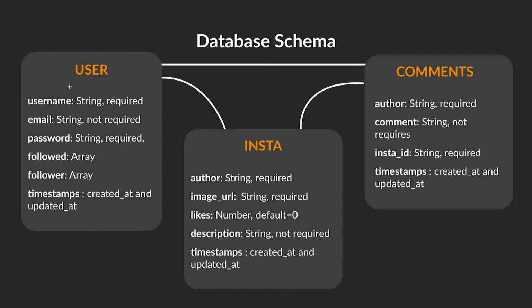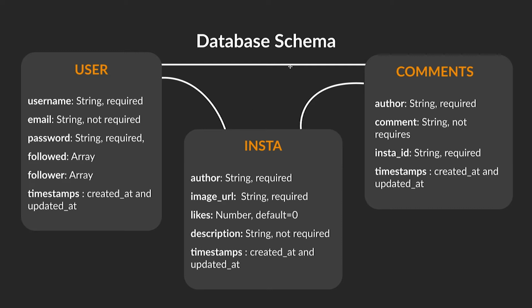Now the user, I'm going to have the username, the email and password, followed and followers, and of course the timestamps, that's standard. For the Insta, which is the actual picture, I want to have an author, the image URL, and the number of likes, and the description. Timestamps again. And last, the comments. It's gonna be an author, of course, the comment itself, and the Insta ID.